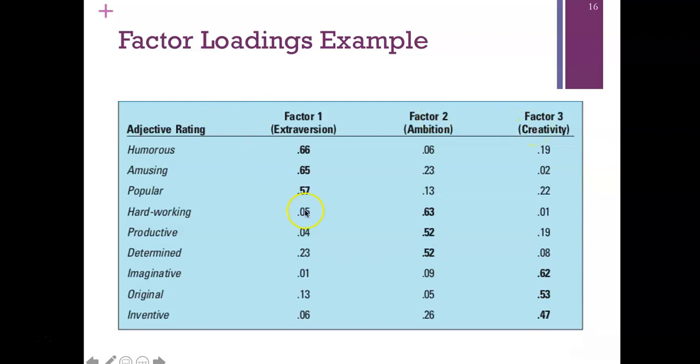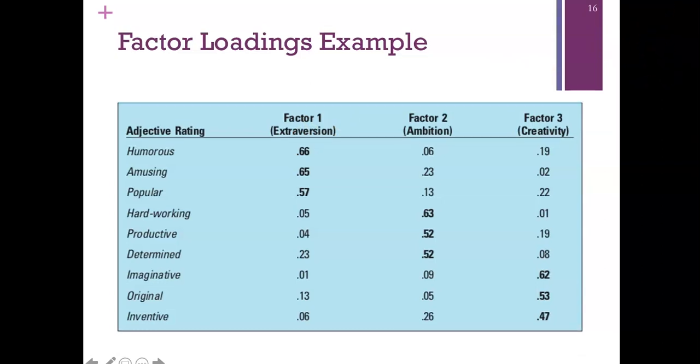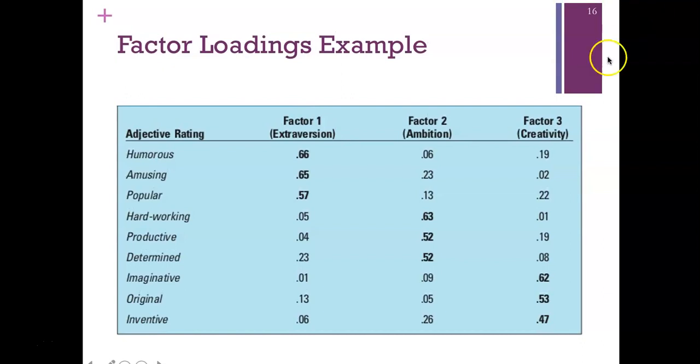So in this example, a bunch of data was inputted into, say, even SPSS. You can do these types of factor analyses, and the program identified 3 factors. So the first personality factor being extroversion, the second one being ambition, and the third one being creativity. So we popped in a whole bunch of different descriptors.